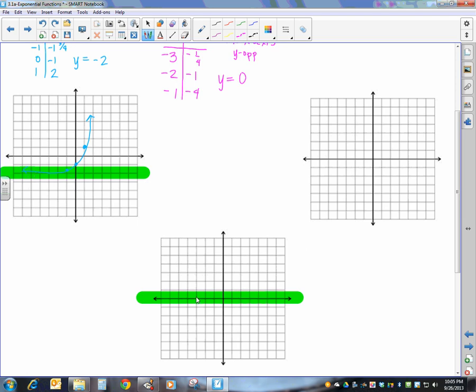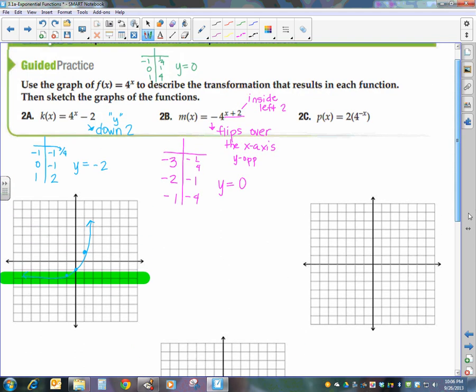-3, -1/4. -2, -1. -1, -4. Okay, so again, I'm going to approach the asymptote and connect my dots to make it look like the exponential function. It got flipped over our x-axis, and then it shifted over, because we were normally going to be here, but we shifted over to the left 2 units. Okay?